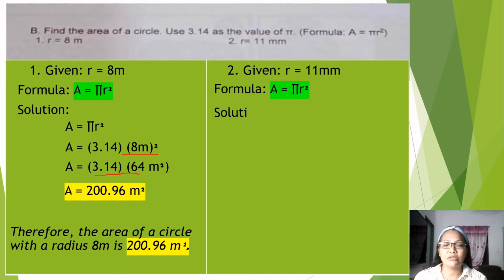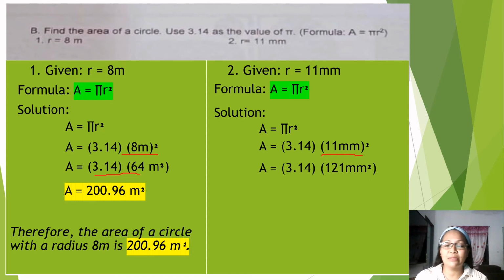And for our solution, first we need to copy the formula as our guide and then substitute the given. Therefore, we have A is equal to the value of pi, 3.14, multiplied by the value of r. We have 11 millimeter and then squared. Next, applying the order of operation, we will do first the exponent. So we have 11 times 11. So we have now A is equal to 3.14 multiplied by 121.